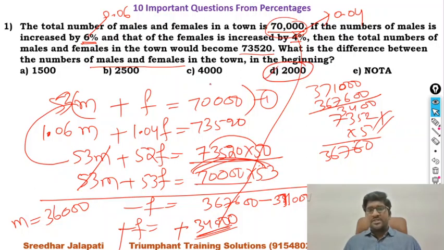So answer 2,000. This is a simple question, but has become a little lengthy and complicated because of the calculations, because of these percentages. 6%, 4% are not regular numbers. So since we got complicated numbers, it has become lengthy, but otherwise conceptual wise, it's a direct question. Thank you, and let's move to the second question.